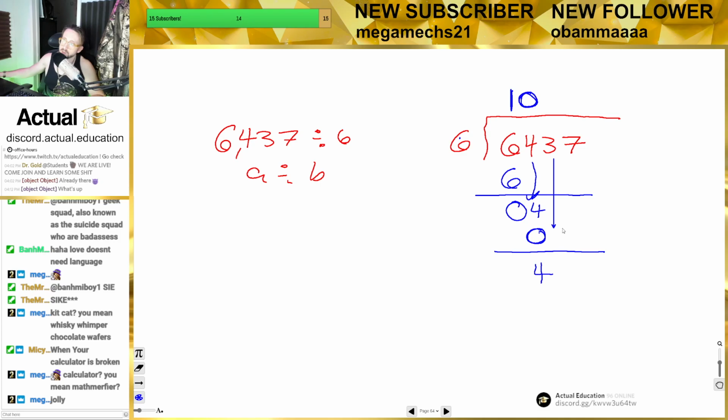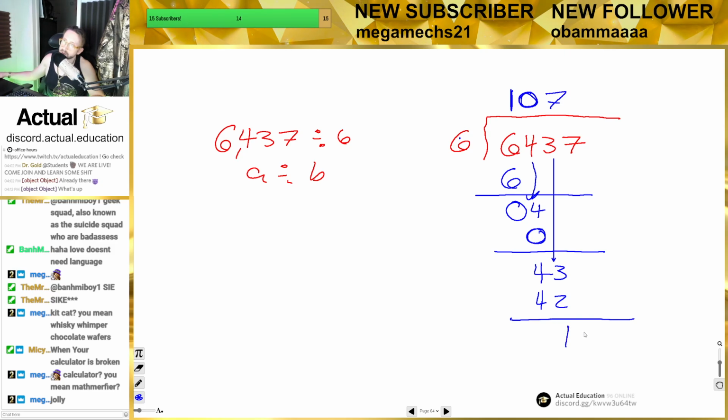So then I bring down the next number, the 3. Now I ask myself, how many times does 6 go into 43? 7 times. If you use a multiple tower, you would know that 7 times 6 is 42. So I write the 42 here, because I'm doing 7 times 6. Now what do I do? 43 minus 42 gives you 1.